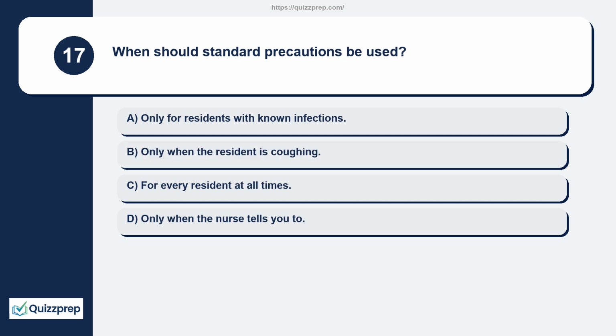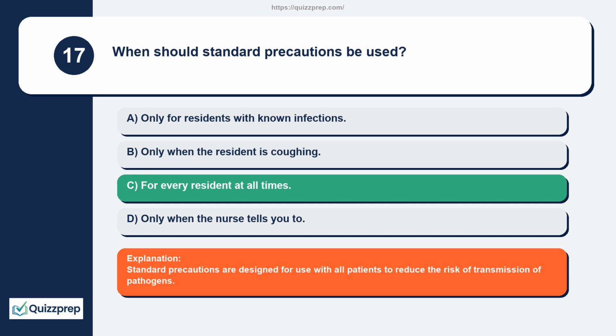Question 17. When should standard precautions be used? Only for residents with known infections. Only when the resident is coughing. For every resident at all times. Only when the nurse tells you to. Standard precautions are designed for use with all patients to reduce the risk of transmission of pathogens.